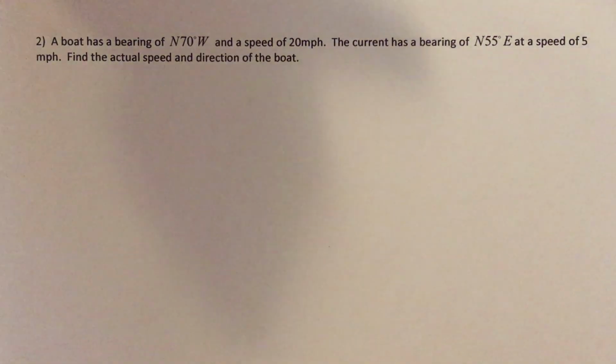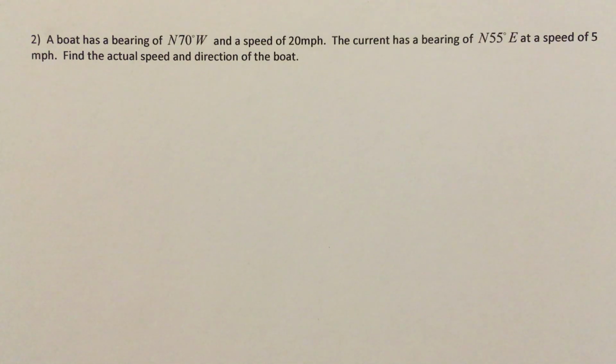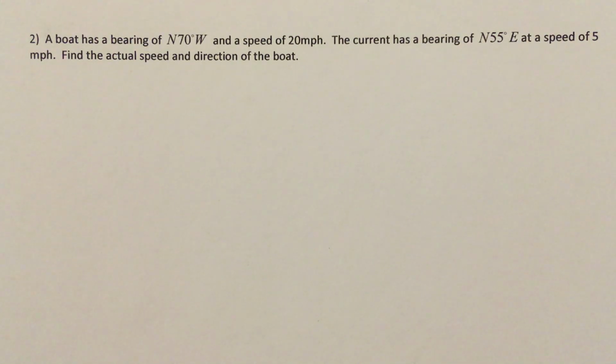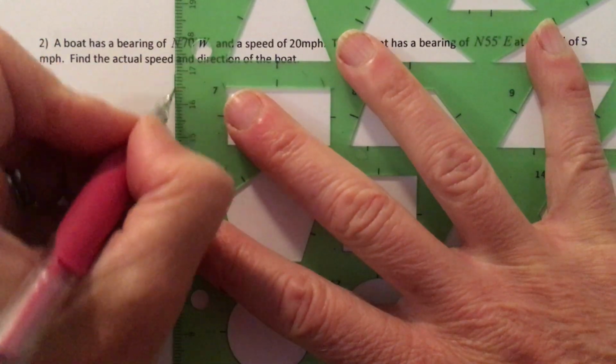All right, so this problem is about a boat, and the boat's going north 70 west, and a speed, sorry, a boat has a bearing and a speed of 20 miles per hour. And then there's a current, and of course the current is going to throw the boat off course. This problem is the opposite of the other one. It has a lot of north and it has a lot of west. So when you draw your picture, make sure you save room for that.